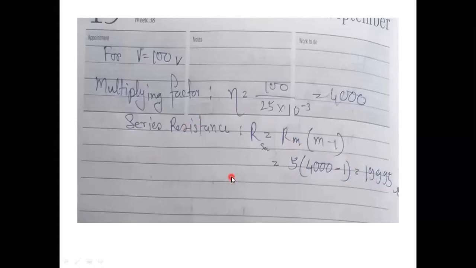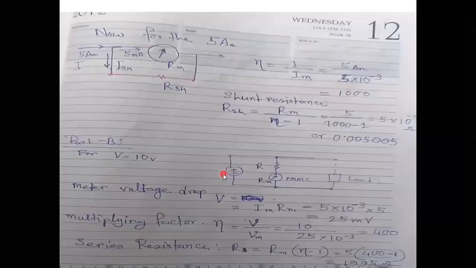This is the numerical. Guys, from these two numericals you can find out how you could evaluate the series resistance for a voltmeter, and how you could evaluate the required shunt resistance for the ammeter. Okay, guys, have you any question regarding this? Otherwise I will go for the next topic.